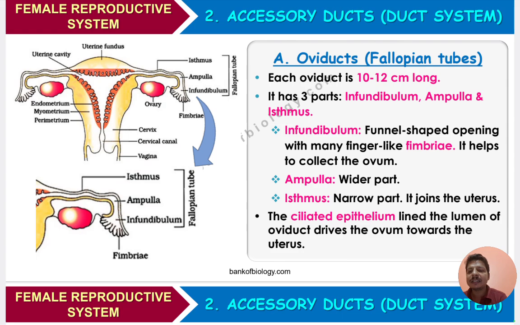So inside this, here you can see small hair-like structures are present. That is ciliated epithelium. And these hair-like structures drive the ovum from this way to the uterus.